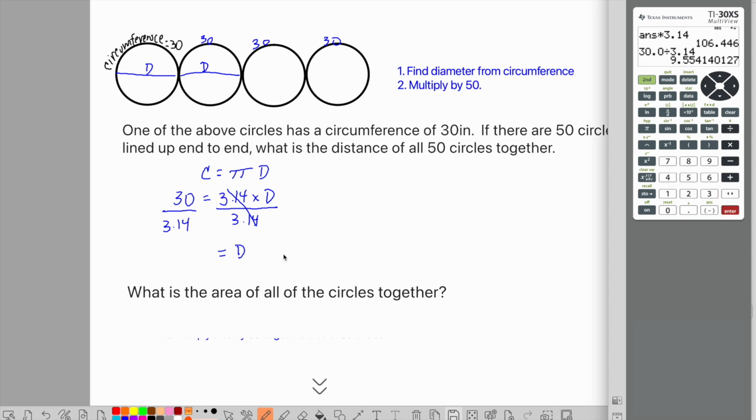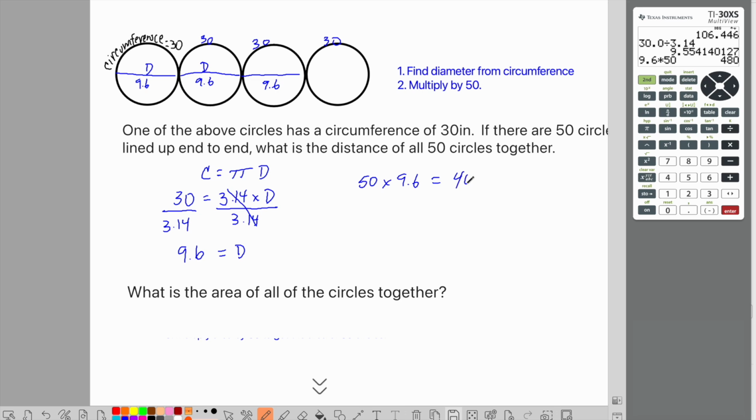So we've got, let's call it 9.6. Let's round to the nearest tenth. So that means this distance here is 9.6. Then this is 9.6, and then this one is 9.6, for a total of 50 of them. So what we need to do is take 50 times 9.6, and that will give us our full length. So 9.6 times 50 is equal to 480 inches.